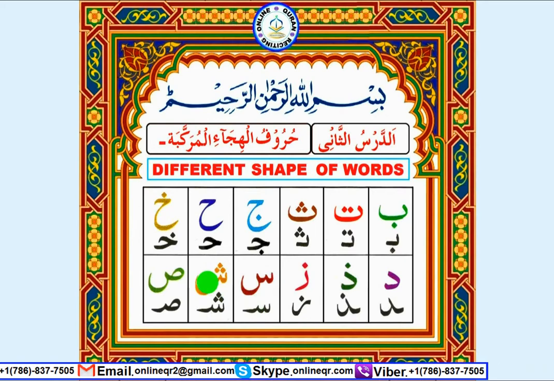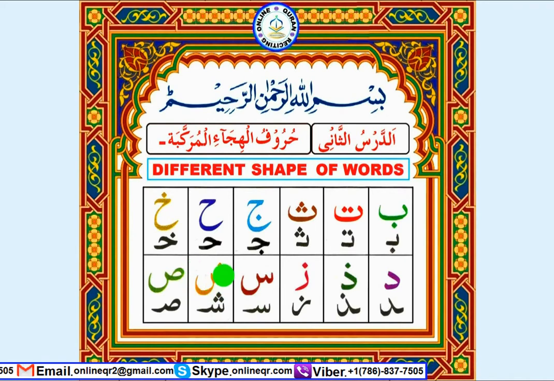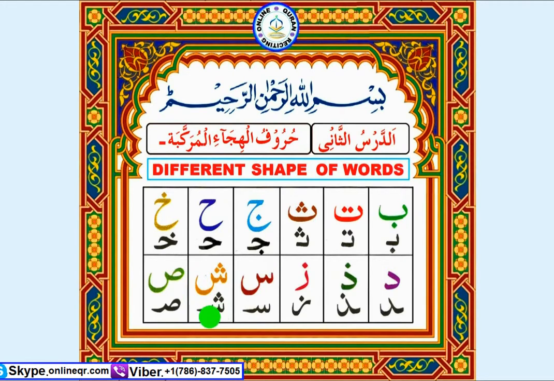This is Sheen. After using in sentence, its shape becomes like this. This is Sad. After using in sentence, its shape becomes like this.